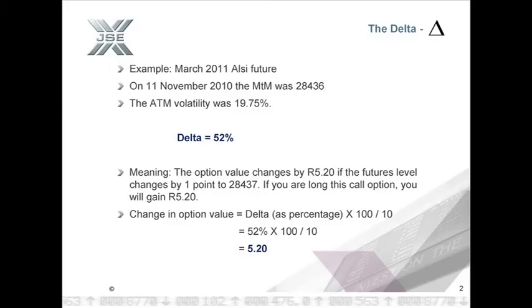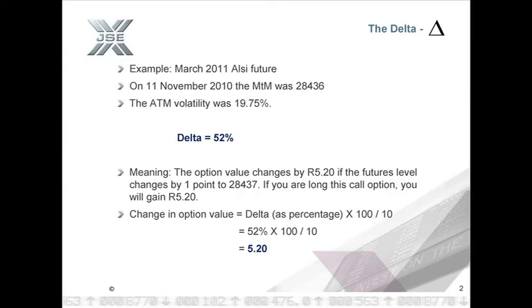Now, let's look at an example, and we show this example in the first slide. So look at the slide, an example of a March 11 Aussie futures contract. And we want to trade a call option on this futures contract. Now, on the 11th of November, the mark-to-market of this futures contract was 28,436. And the at-the-money volatility of a March option on this futures contract was 19.75%.